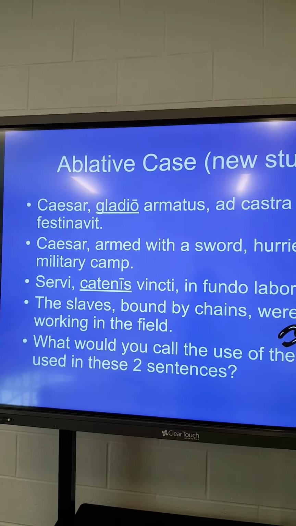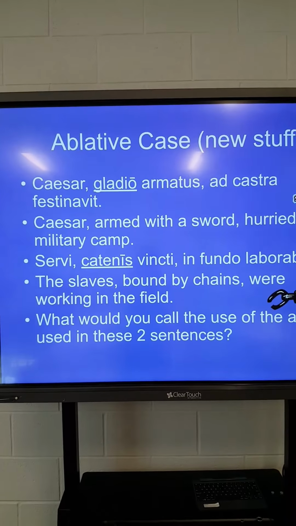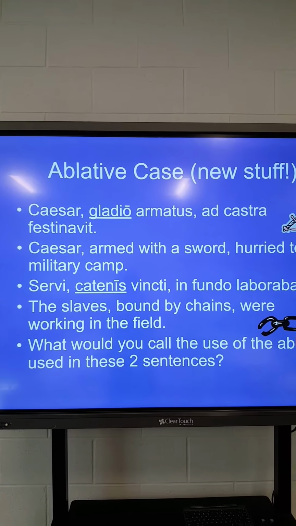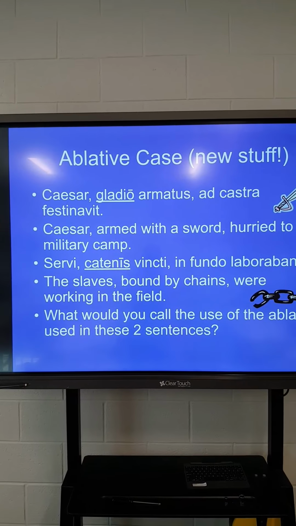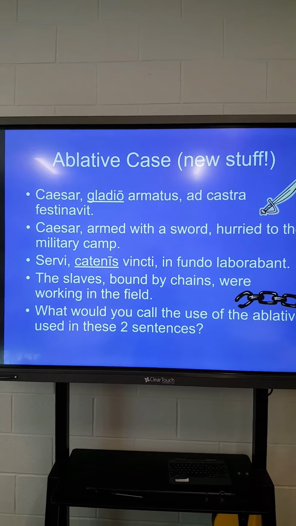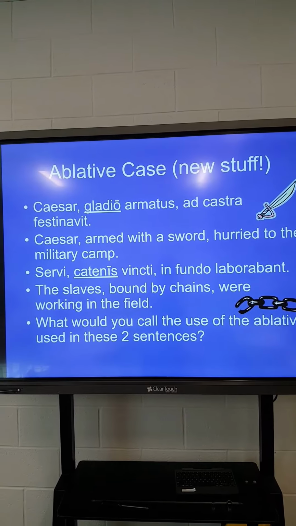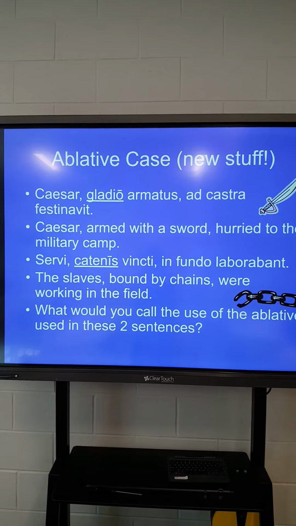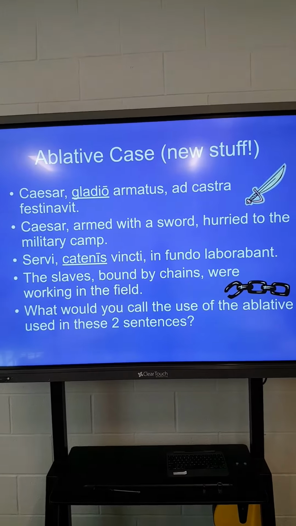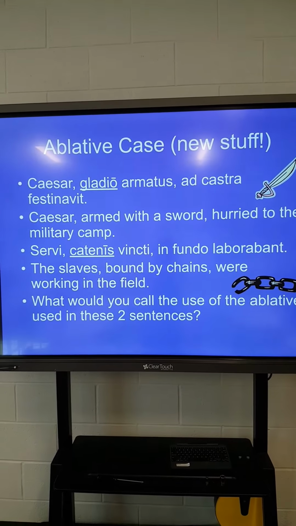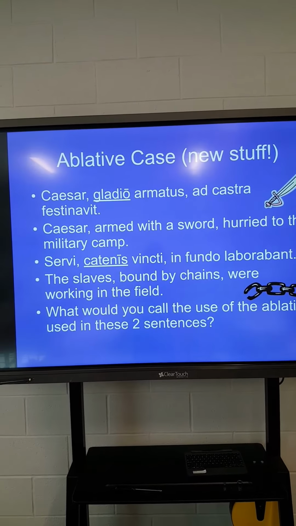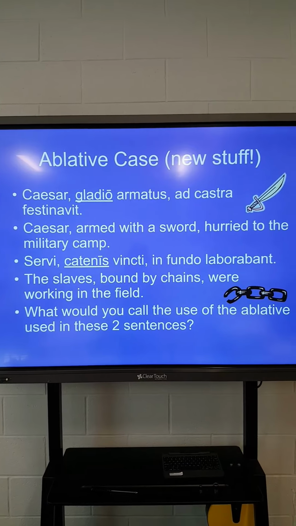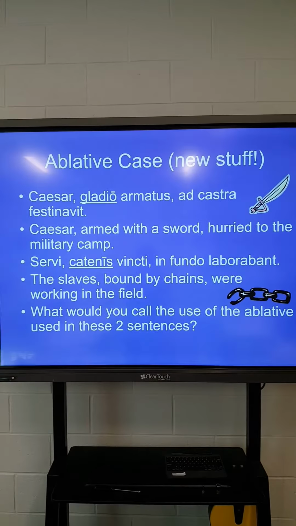Some of this is new, but you've actually seen all of it. We just haven't given it a name. So we're going to finally give it a name. So we've got in the first one Caesar, and then armatus, having been armed with a sword. Gladio would be an ablative of means. It is a tool. It is something that you can hold, that you can see, that you can feel. So gladio is an ablative of means. So he was armed by means of a sword, and therefore he hurried to the military camp.